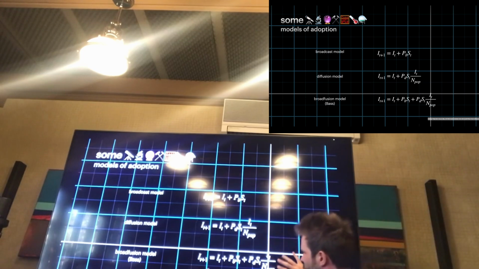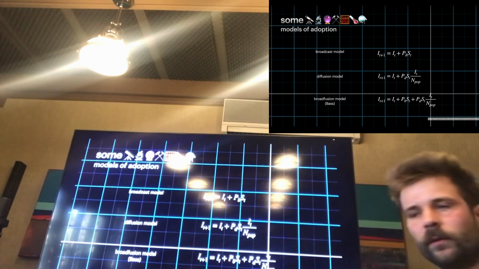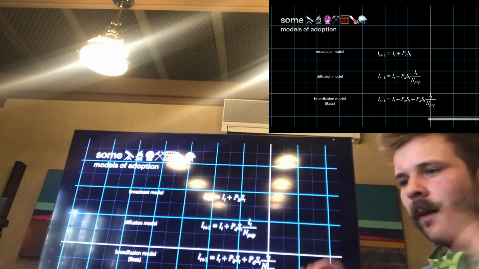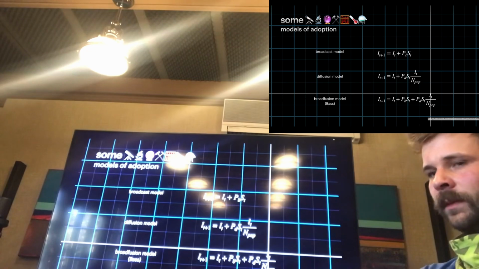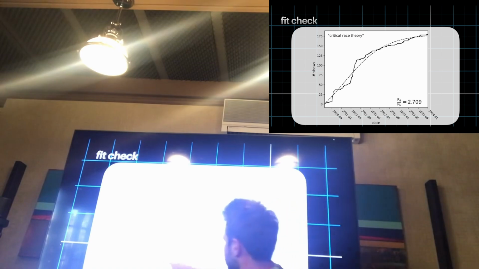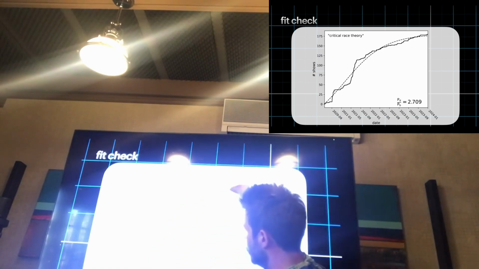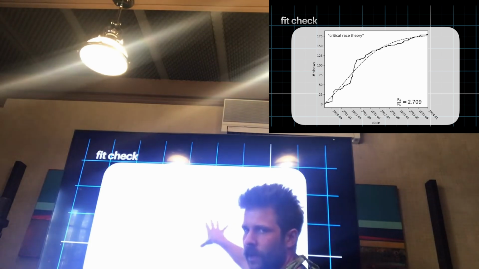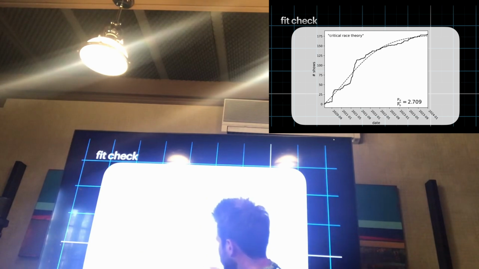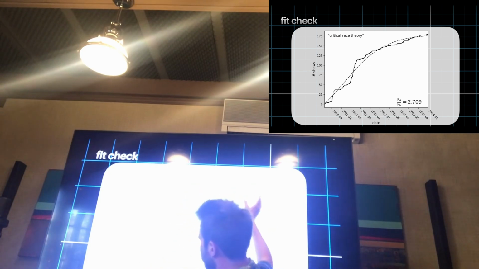So we can fit this to the curves that we see, and the values of PB and PD can kind of tell us a little bit of what's going on. Is this more diffusion? Is this more broadcast? Is it more or less a combination of the two? So, fit check. We have the data here. This is just the number of unique shows. There are flaws to this approach, which I'll talk about later, but the number of unique shows over time that have mentioned critical race theory, starting in June of 2020.